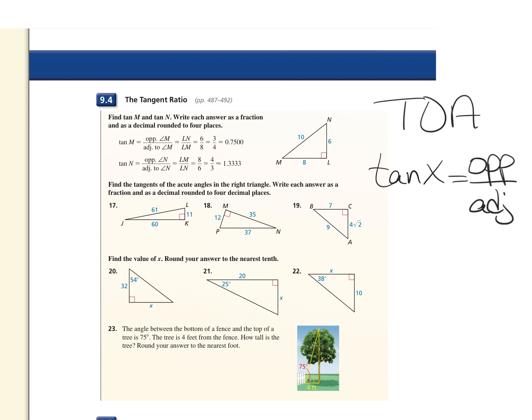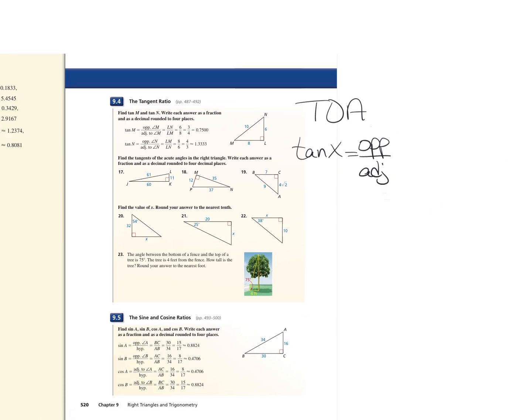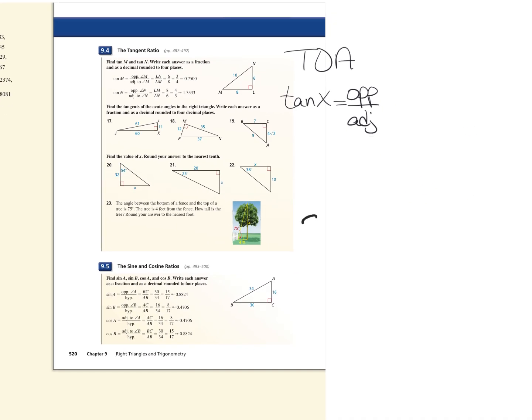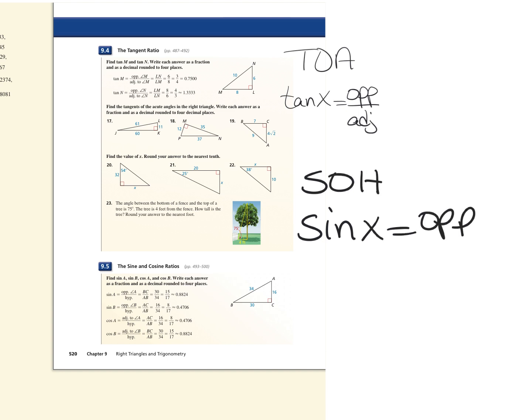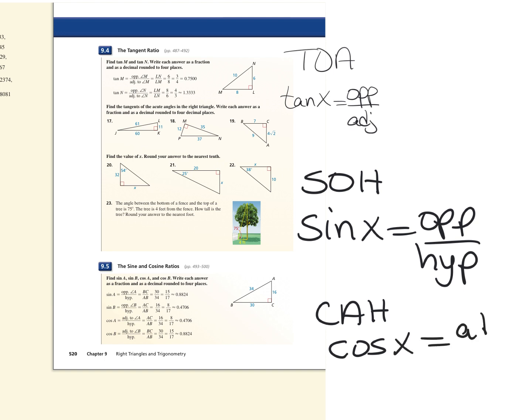Then in 9-5, this is where we learned sine and cosine. So remember sine, that would be opposite over hypotenuse. And then we learned cosine, which is going to be adjacent over hypotenuse. And again, be able to use these to find a missing side length or a missing angle measure.